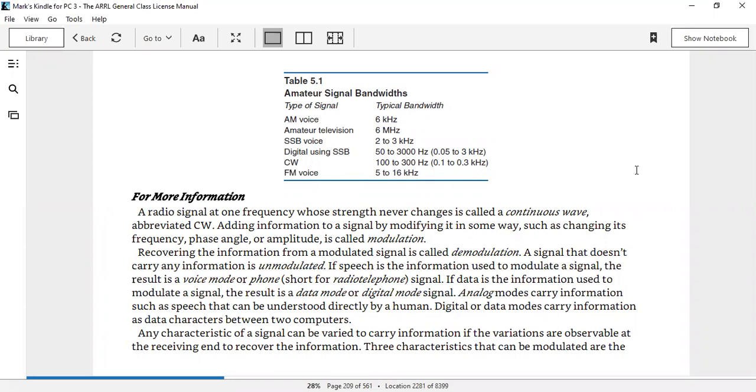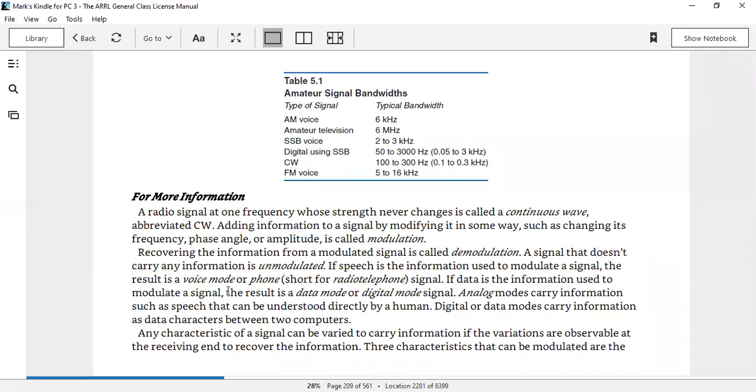So a radio signal at one frequency whose strength never changes is called a continuous wave, CW. Adding information, whether it's changing its frequency, phase angle, or amplitude, is called modulating it. Recovering the information from a modulated signal is called demodulation.